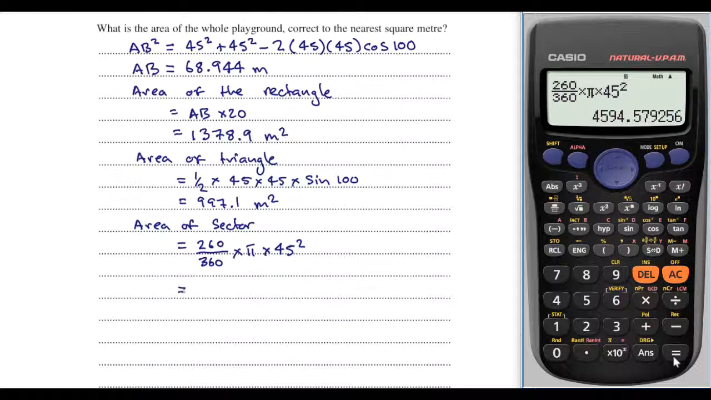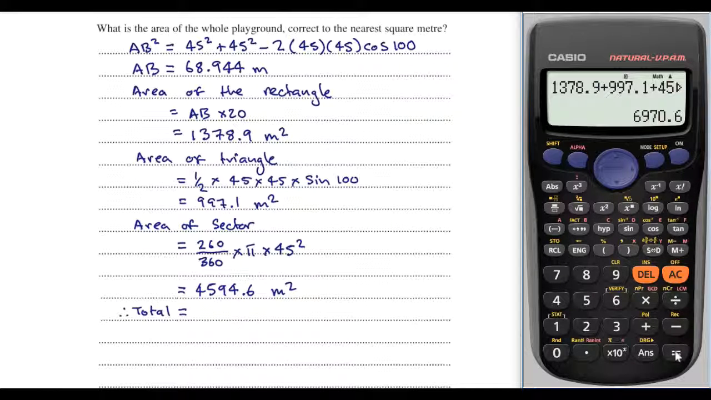This area is 4,594.6 square meters. Adding these areas together gives a total area of 6,971 square meters to the nearest unit.